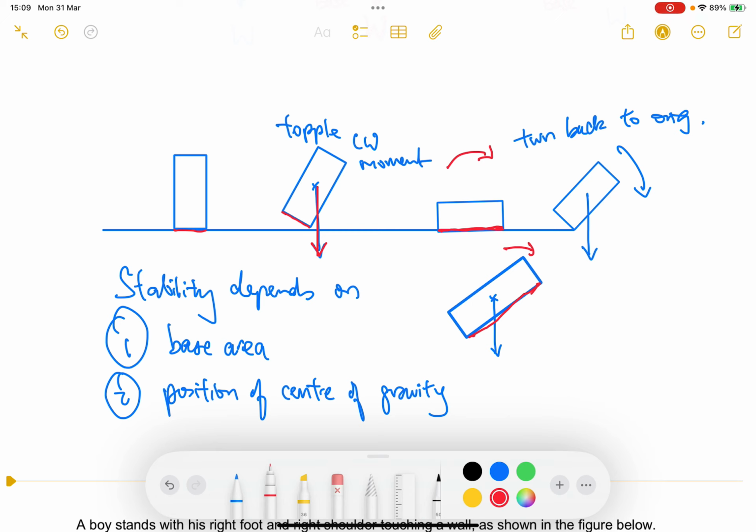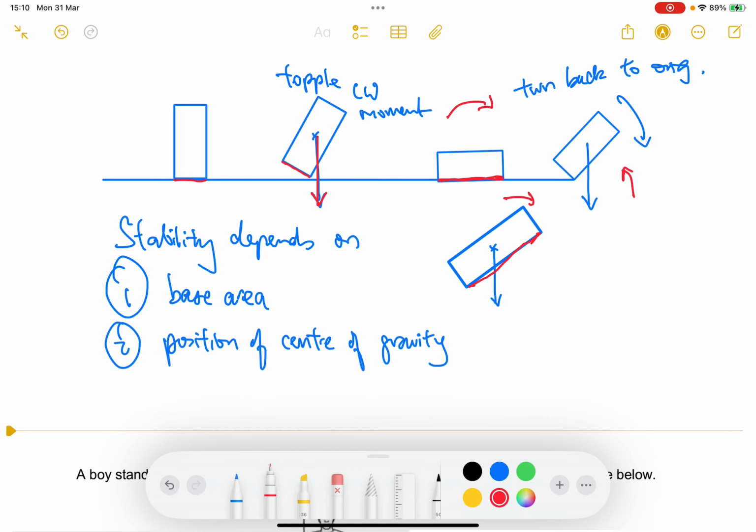Okay, so basically I'm just drawing this same diagram because I couldn't turn it the other way. The point is that stability depends on two things: the base area and the position of the center of gravity. The lower the position of the center of gravity, the more stable it is.